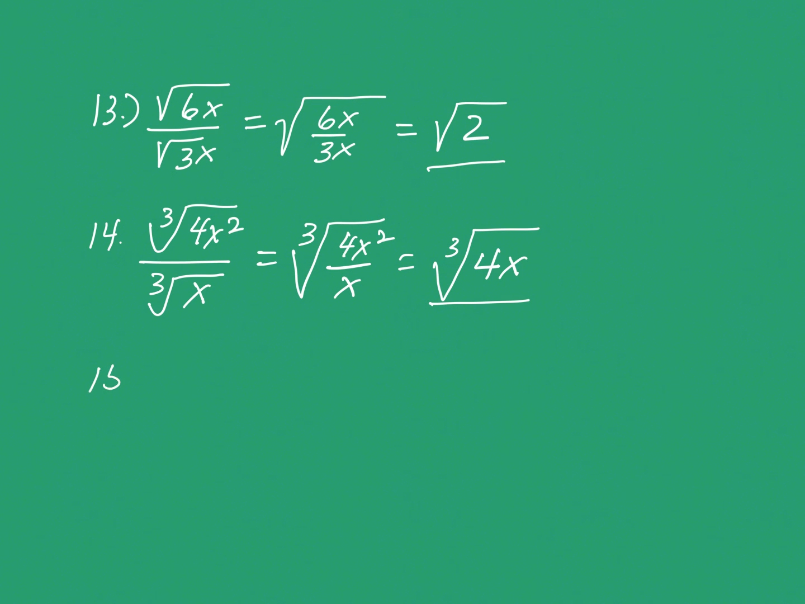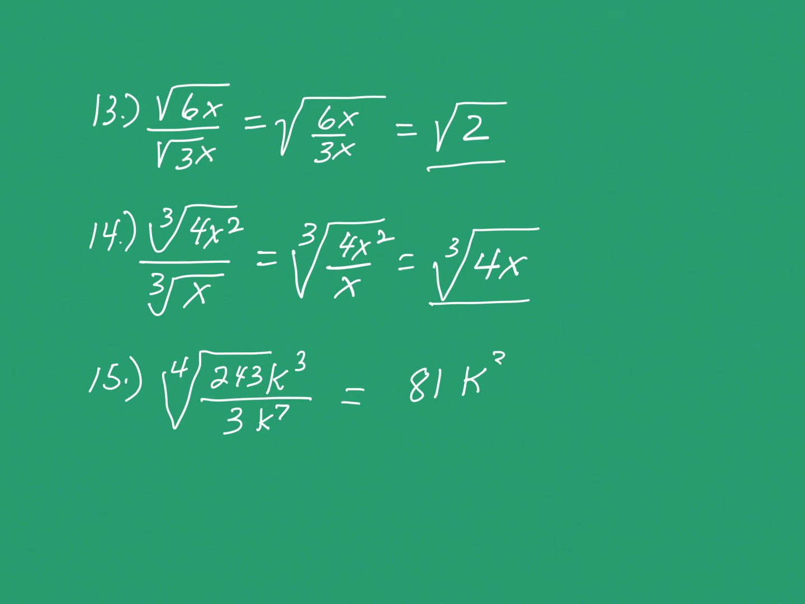15, we have the 4th root of 243k to the 3rd over 3k to the 7th. 243 divided by 3 is going to give you 81. k to the 3rd over k to the 7th, you're going to have to subtract. And what happens is you have 81 over k to the 3 minus 7, which is 4, so it's k to the 4th.